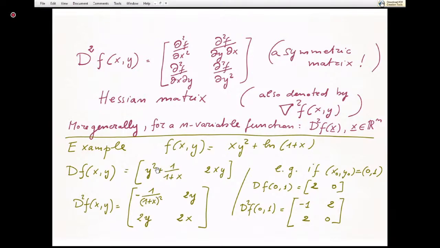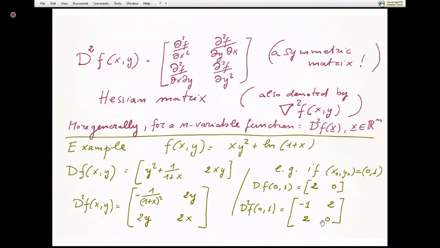This is the gradient, or the row vector of the first partial derivatives. If I want to evaluate these quantities at a specific point, and that would be, for instance, important in applications, the gradient at the point 0, 1, x is 0, y is 1, this becomes 2, this becomes 0, while this one, evaluated at the point 0, 1, x is 0, so this is minus 1, y is 1, so this is 2, and this is 0.